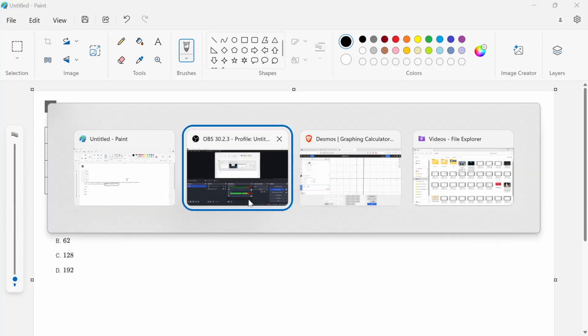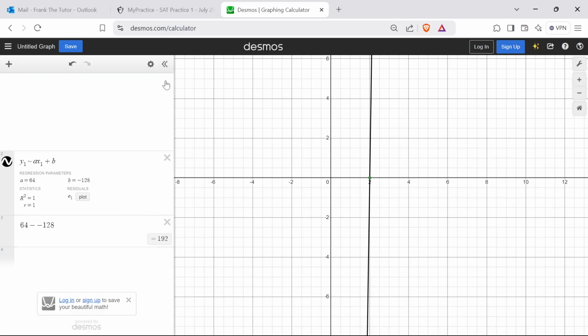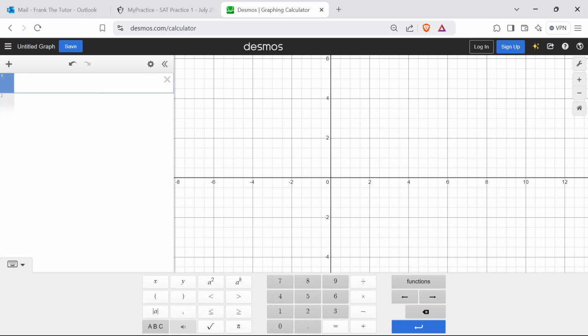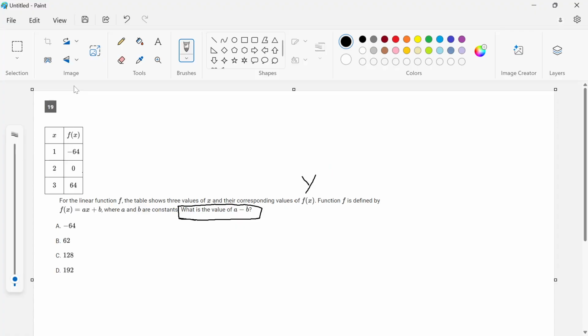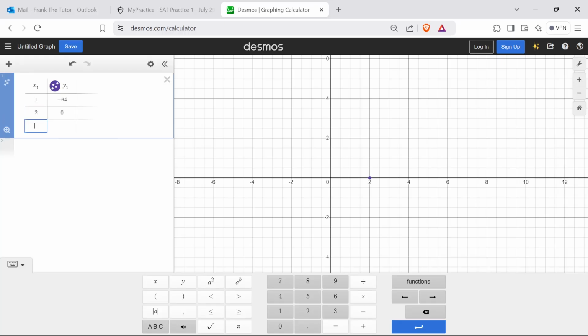I'm going to add those values in a table. I've already done it, but I'm going to do it again. I type table, and as soon as I spell out table, it gives me x and y. So I put 1, negative 64 is f of x or y. I've got 2, 0, and 3, 64. Now notice it says x with a little 1 and y with a little 1.